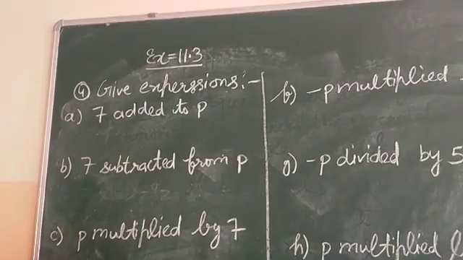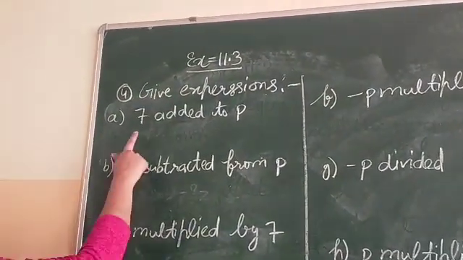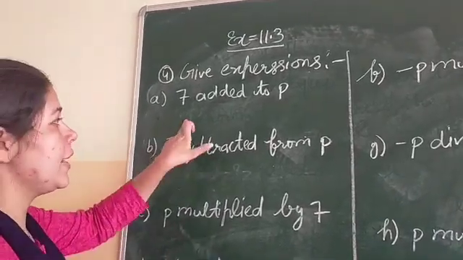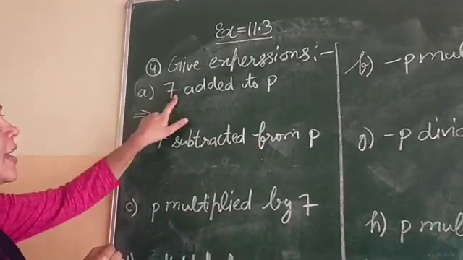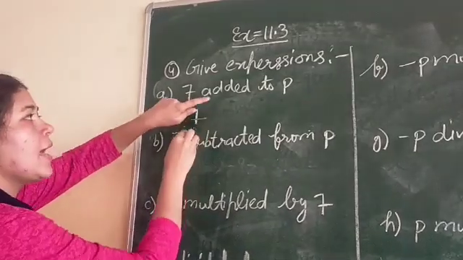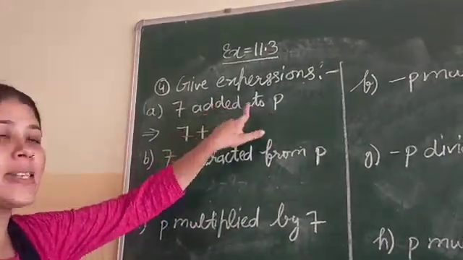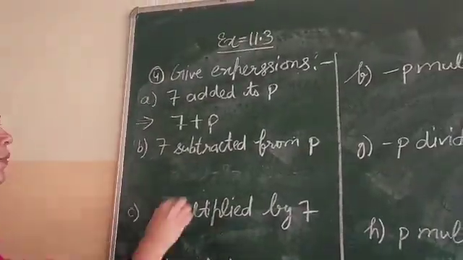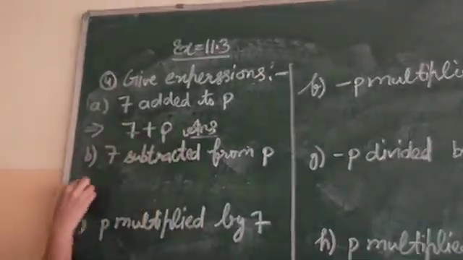Morning 6th class. This is the fourth question of exercise 11.3. Give expression. Expression means you have to write an algebraic expression. First is 7 added to P. 7 added means plus. 7 is adding in P, so it will be 7 plus P. This is the expression. This is called algebraic expression.